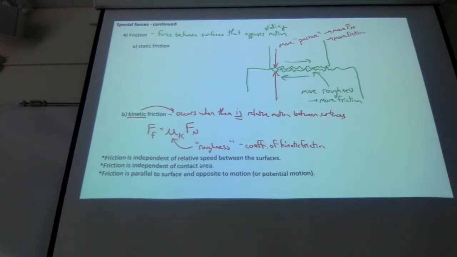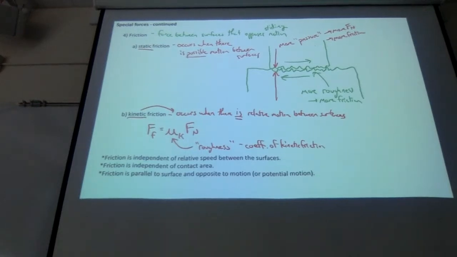This differs from the more confusing one, static friction. The word static is like, oh, it's just staying the same. It's not moving. How can I have friction if nothing's moving? I'll explain in a second. This one occurs when there is possible motion between surfaces.